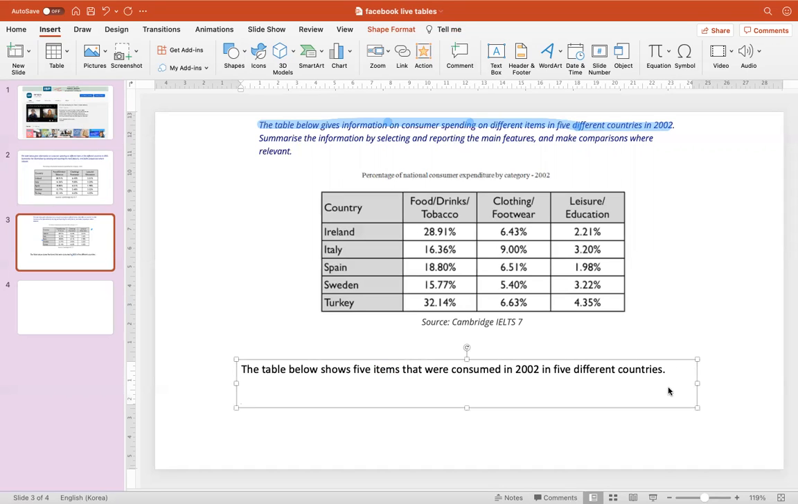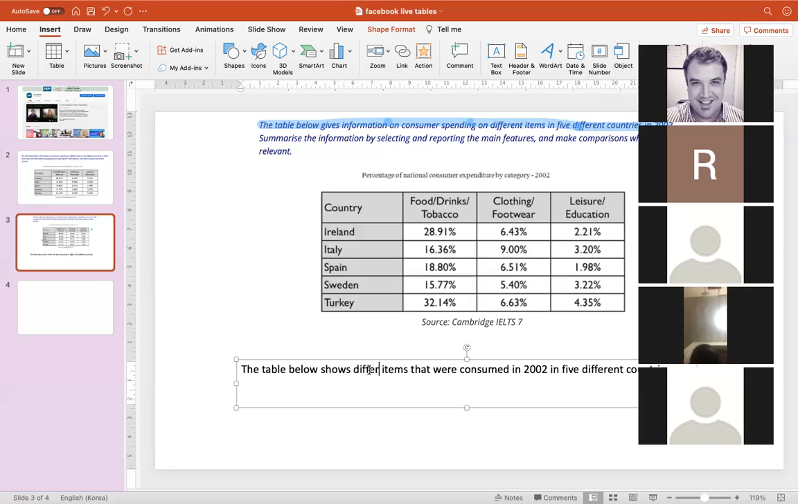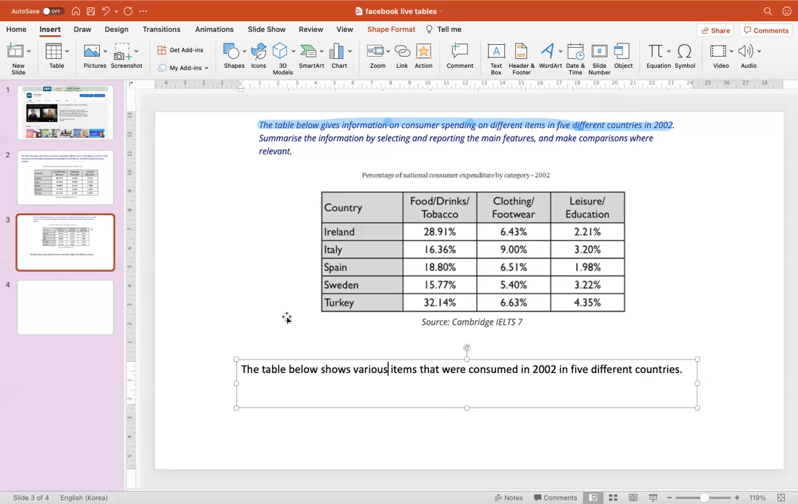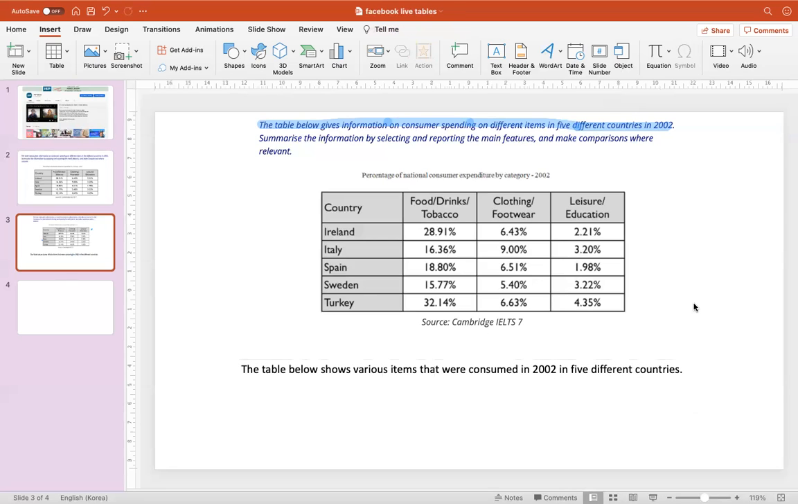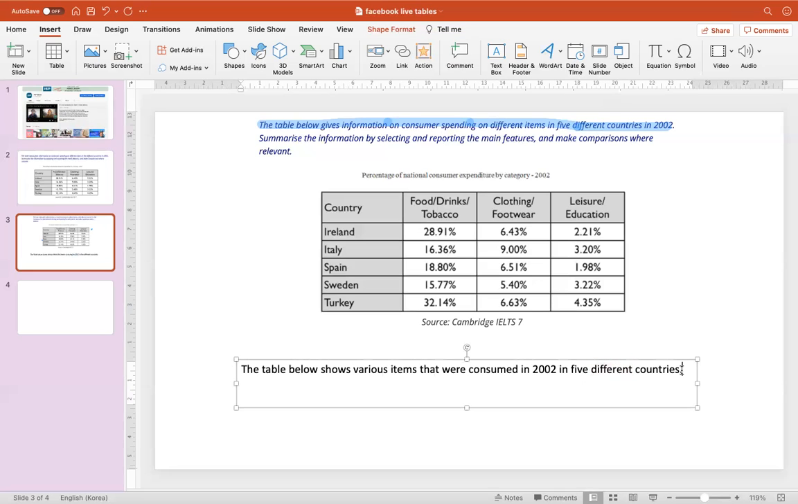Now what comes next? The overview. Overview, right. Sorry, it's not 5 items, is it? Just different. Okay. Or instead of different, let's put various. Okay, various items. I don't know why I thought it was 5. I'm getting mixed up. 5 countries. It's not 5 items, is it? Okay, overview is next. So that was an introduction. Let's go to overview, guys.